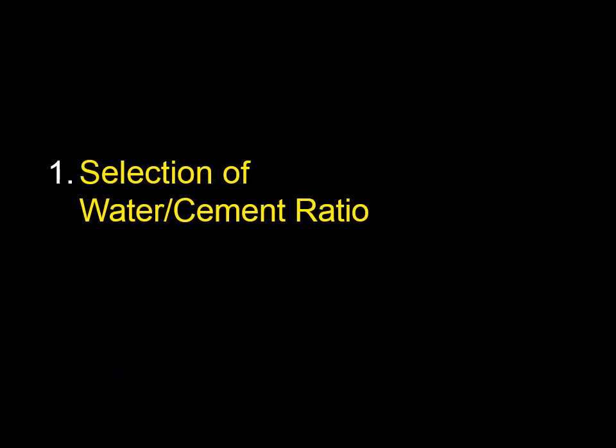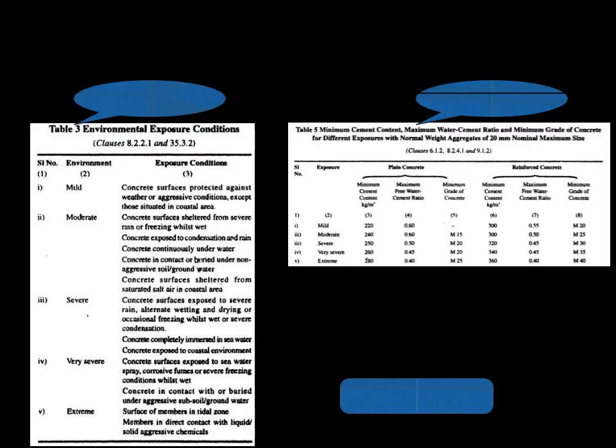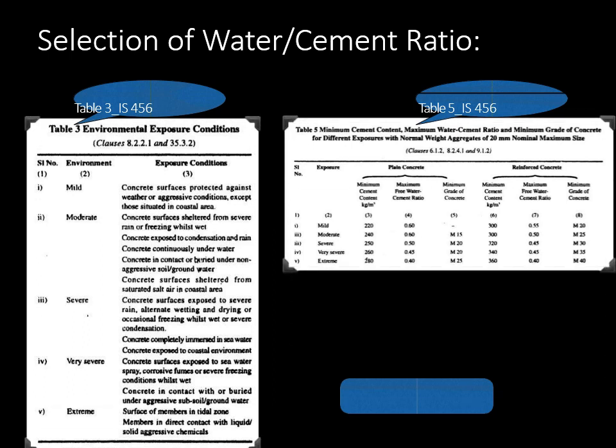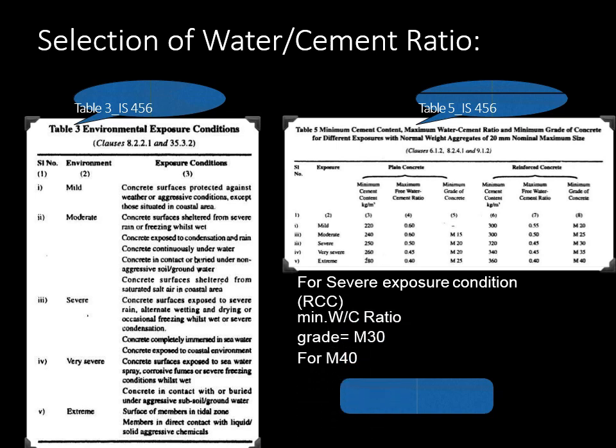Now we are going to talk about the selection of the water cement ratio. Water cement ratio has been defined in Table 5 of IS 456. For severe exposure conditions, the minimum water cement ratio for grade M30 is 0.45, which has been defined in the table. For M40, the water cement ratio will be 0.40.